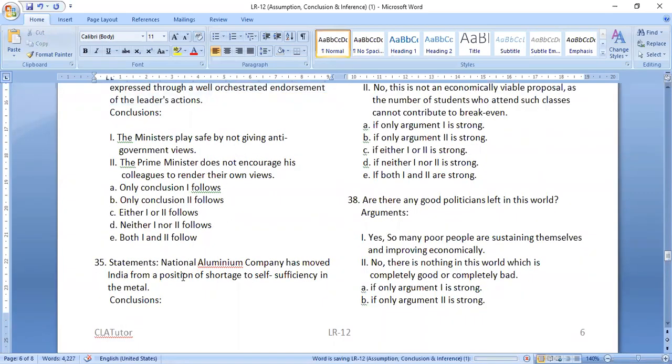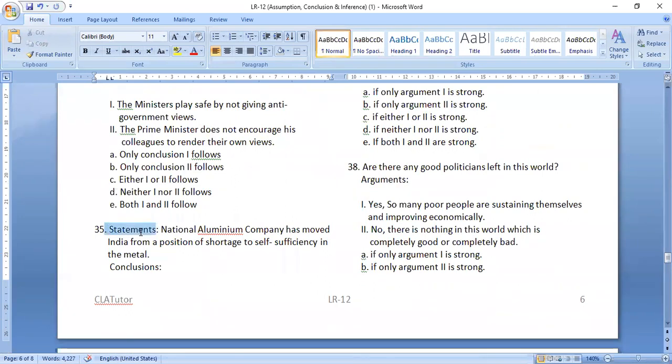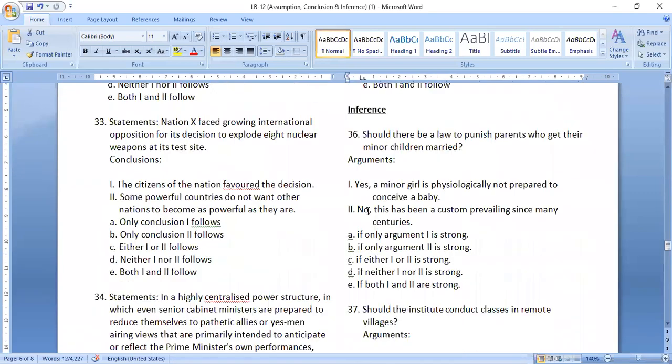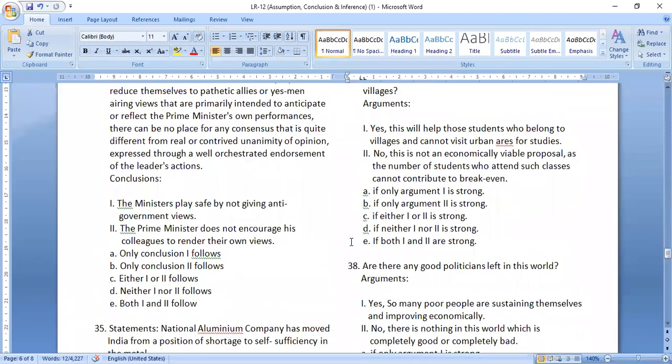Okay, I think we're running short. So we just quickly finish that. Statements. Okay, so National Aluminium Company has moved India from a position of a shortage to self-sufficiency in the metal. So they've gone from a shortage to self-sufficiency in the metal. Okay, and the conclusions are previously India had to import aluminium. With this speed, you can soon become a foreign exchange earner. How about that?